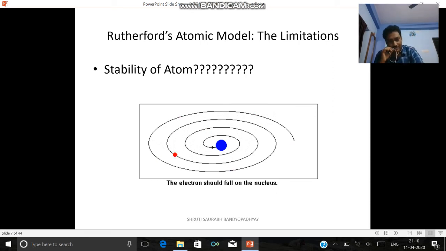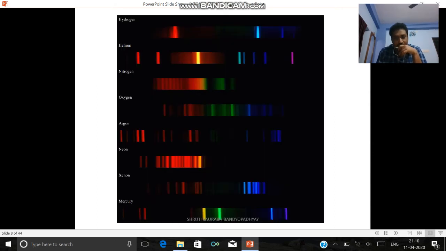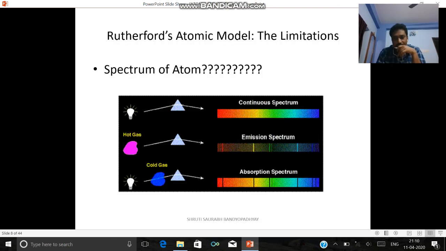While all these analyses were going on, the discovery of atomic spectra of different elements brought the second problem for Rutherford's atom. Spectra, in singular noun, is called spectrum. A spectrum is obtained when we unmix some composite radiation like white light by passing it through a prism. A more sophisticated instrument is the spectroscope.